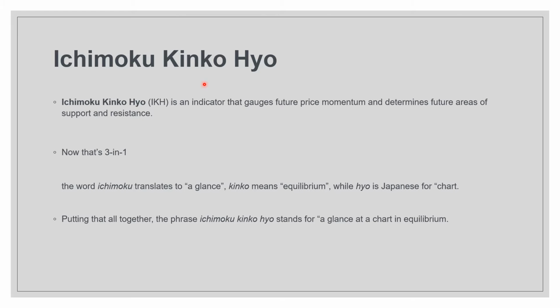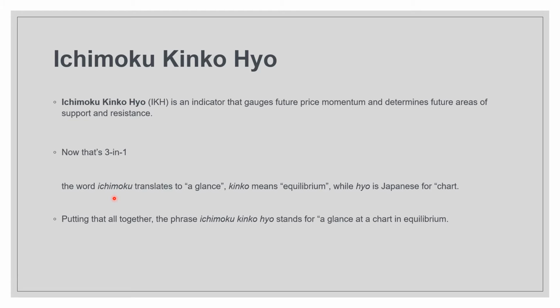So what is the Ichimoku Kinko system? The Ichimoku Kinko is an indicator that gauges future price momentum and determines future areas of support and resistance. Whenever we are in a trending market, when the market is not choppy, be it a bullish or bearish market, the Ichimoku system tells you one of the best support and resistance zones.